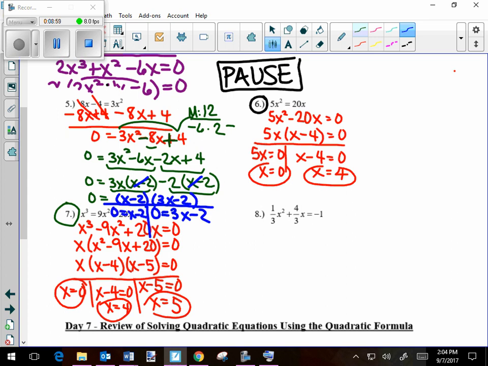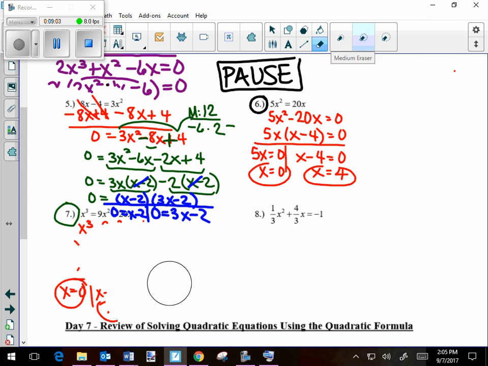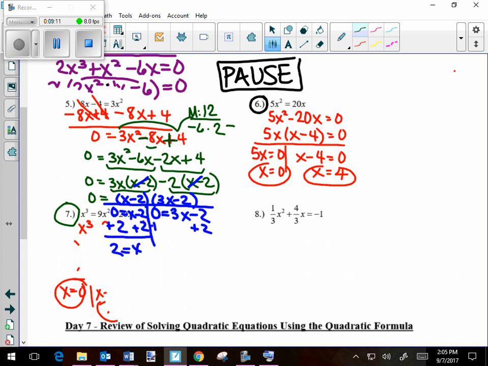So when I finish this question, on this side I'm going to add 2 to both sides. So I get x equals 2. On this side I'm going to add 2. And then I'm going to divide by 3, so I'm going to get 2/3 for my other answer. So in the middle of this problem, right in here, we had to do split the middle. Sometimes that happens that we have to do that.